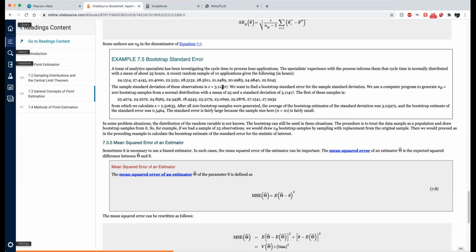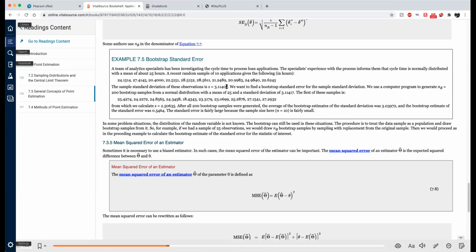3.11407. That's going to be beta head. Okay. So we want to find the bootstrap standard error for the sample standard deviation. So we use a computer program to generate MB, setting MB at 200, and the bootstrap samples from a normal distribution with a mean of 25 and a standard deviation of 3.11417. You see that standard deviation of 3.11417? That comes from the sample standard deviation.